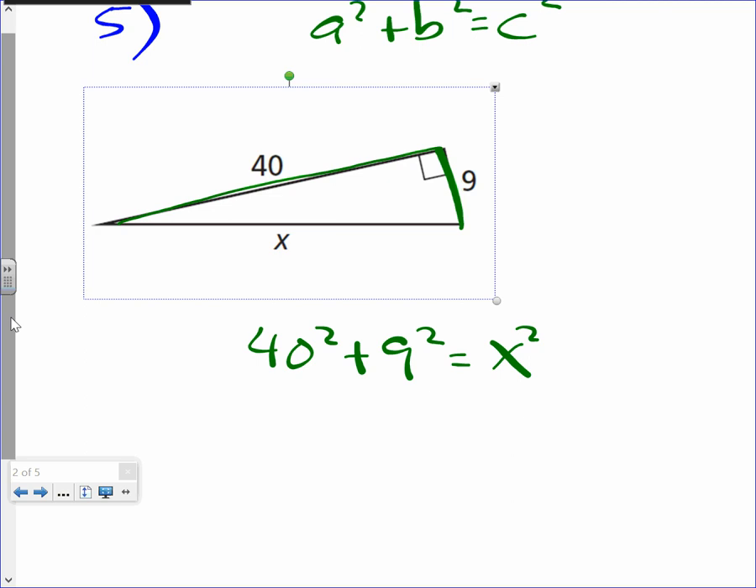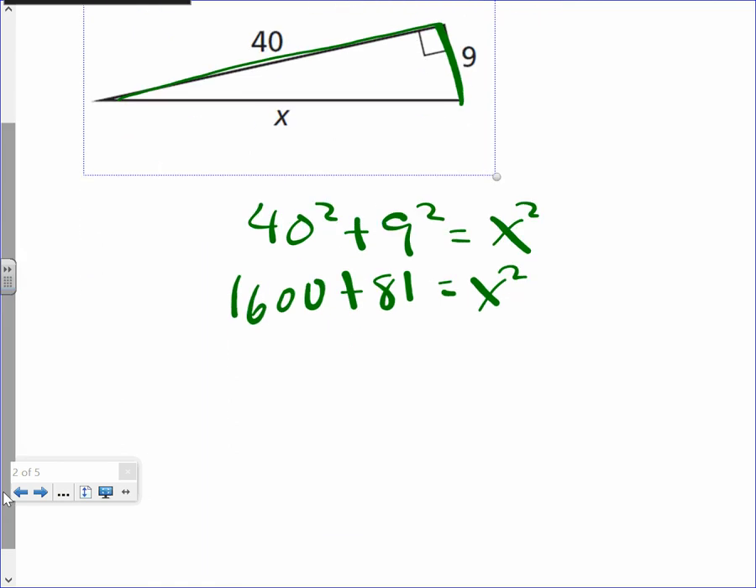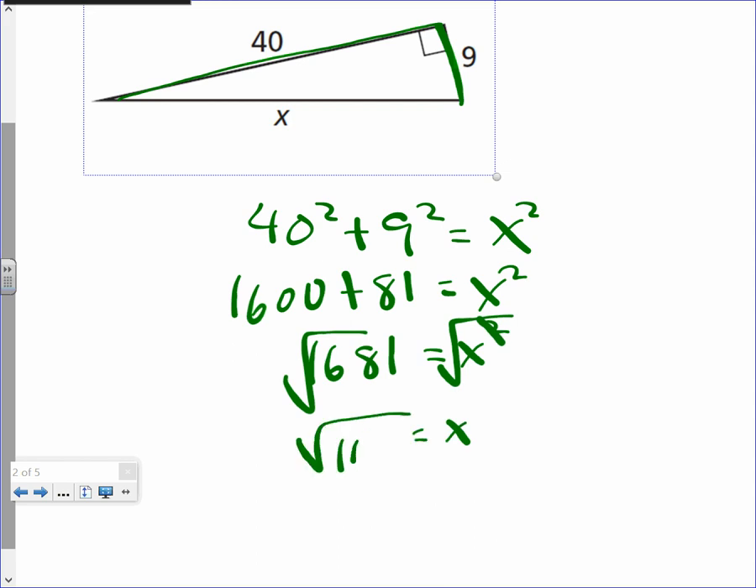Alright, so 40 to the second power is a gargantuan number. 1,600. Thank you. 1,600 plus 81. 9 times 9 is 81. We're good to go. So 1,681 equals x squared. Take the square root of both sides, so I have x then equals the square root of 1,681. The square root of 1,681 is 41. So this is a perfect square.